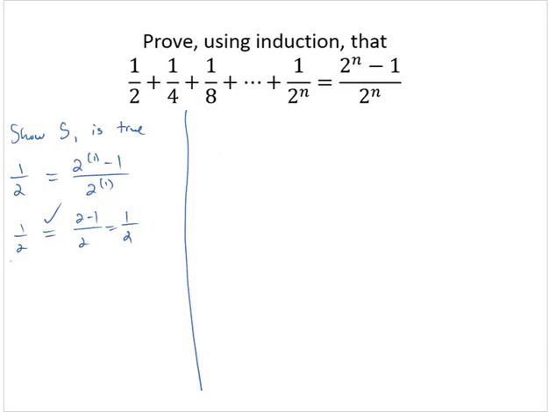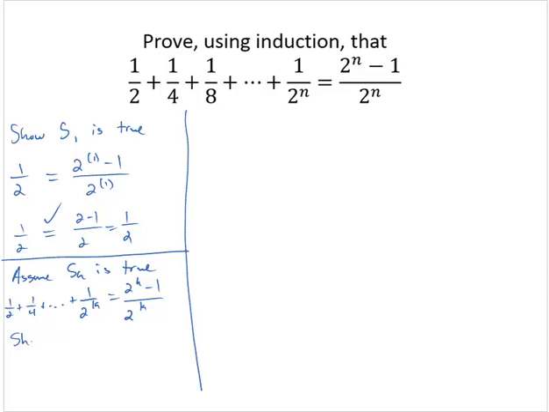So now we will assume, so that's our next step, now assume s sub k is true. So therefore 1/2 plus 1/4 plus up through 1 over 2 to the k is equal to 2 to the k minus 1 over 2 to the k. And we will show that s sub k plus 1 follows.